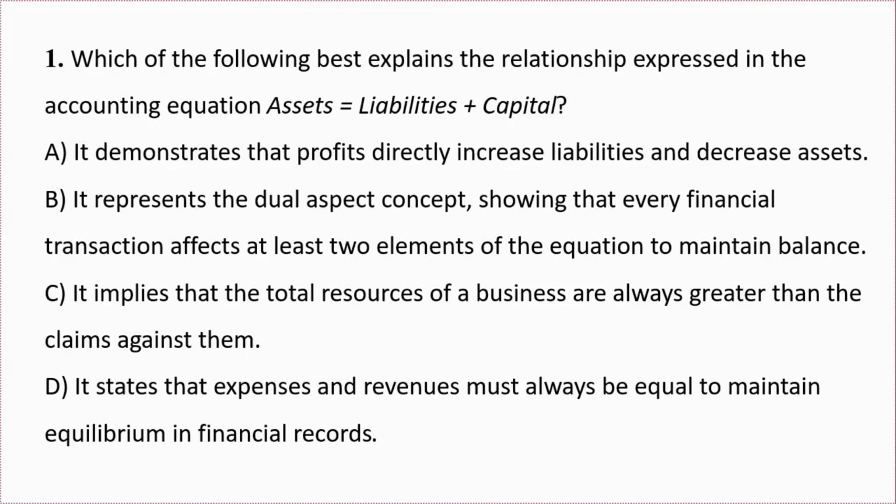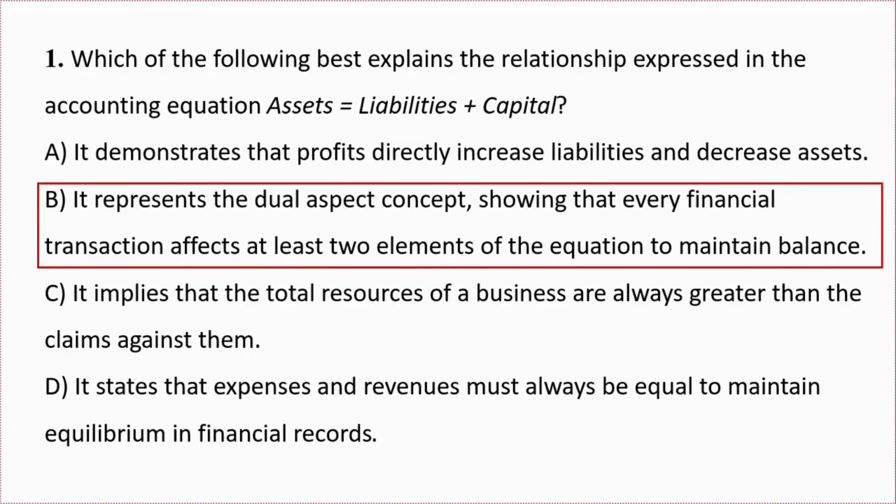Which of the following best explains the relationship expressed in the accounting equation, assets is equal to liabilities plus capital? Option A, it demonstrates that profits directly increase liabilities and decrease assets. Option B, it represents the dual aspect concept showing that every financial transaction affects at least two elements of the equation to maintain balance. Option C, it implies that the total resources of a business are always greater than the claims against them. Option D, it states that expenses and revenues must always be equal to maintain equilibrium in financial records. So the correct answer is option B.